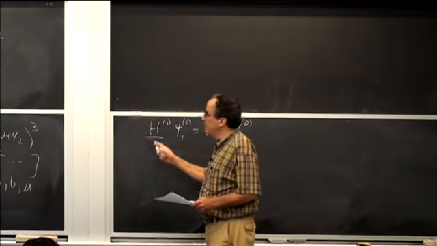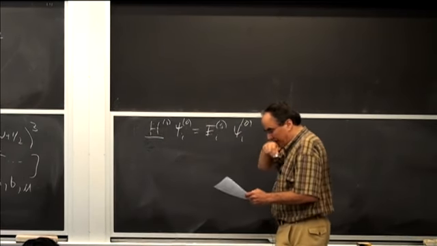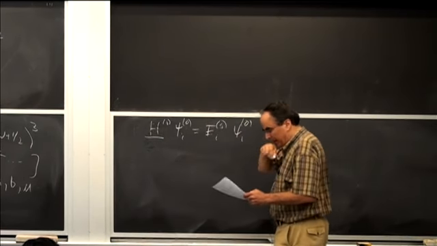Okay, so we choose this that defines basis states. The H0 for a diatomic molecule is a harmonic oscillator plus a rigid rotor.